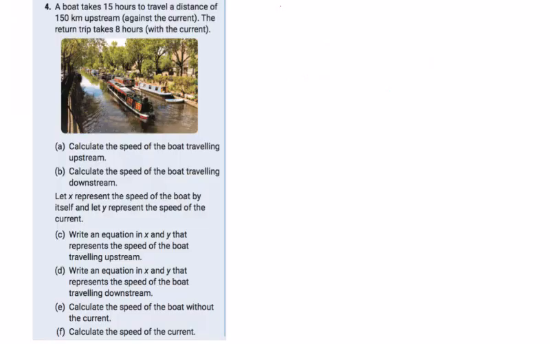In question 4, we have a boat. It takes 15 hours to travel a distance of 150 kilometers upstream, and the return trip takes 8 hours. So we have distance is 150. For the first one, we have time is equal to 15.